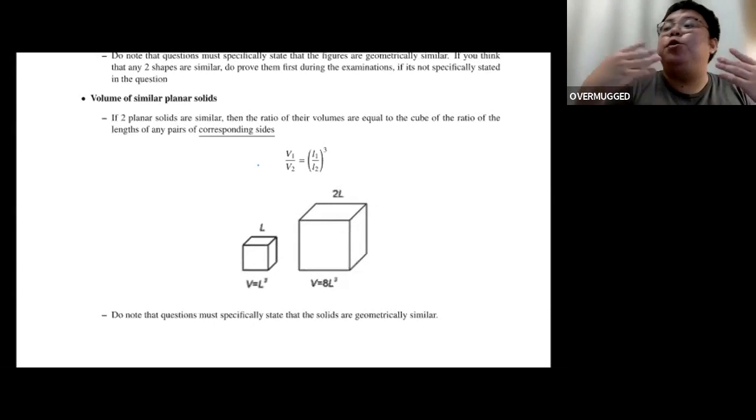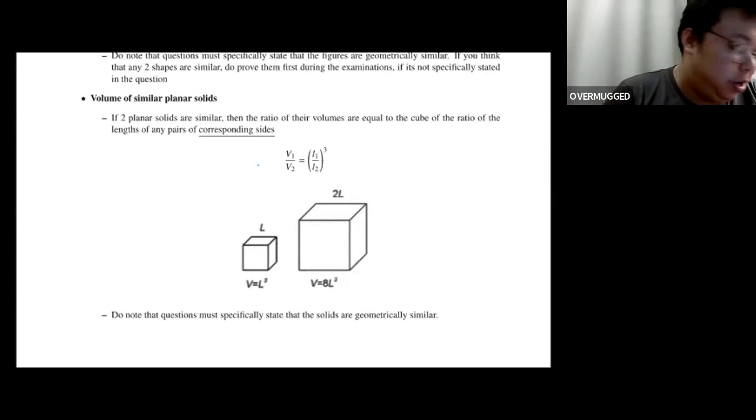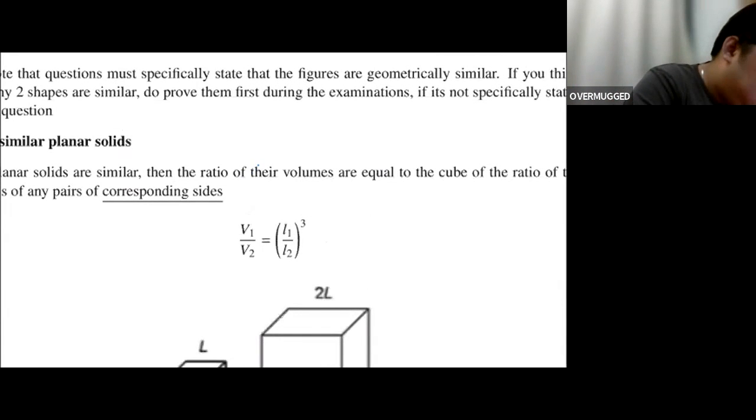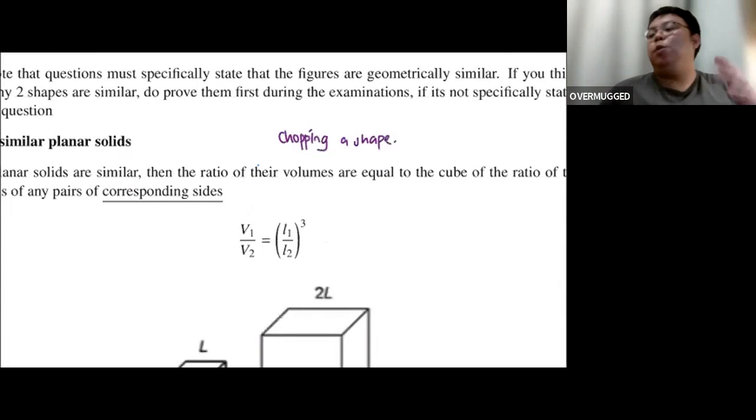Okay, let me recant whatever I said. Not all the time. There is one type of case where they will never say, and this is a little secret as well. When you are chopping your figure, chopping a shape. Let me explain this concept.